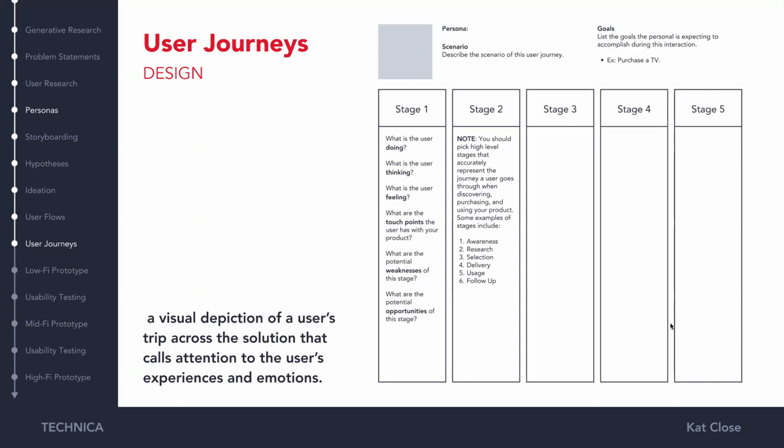User journeys are a visual depiction of a user's trip across the solution that calls attention to the user's experiences and emotions, right? Essentially, you break down the entire experience into stages, them becoming aware they have a problem, them researching how to solve the problem, them finding your solution and opting to go with it, them using your solution, and them giving you feedback, right? It shows that entire journey from start to finish. And it forces you to put yourself in the user's shoes.